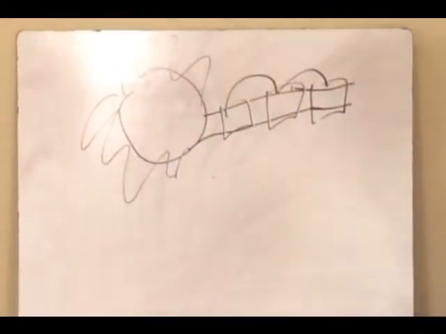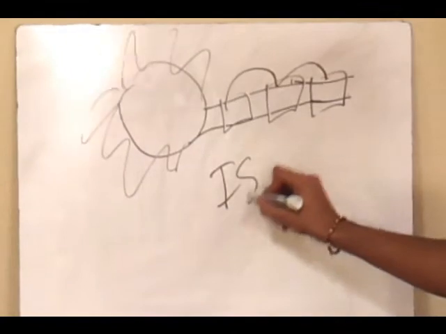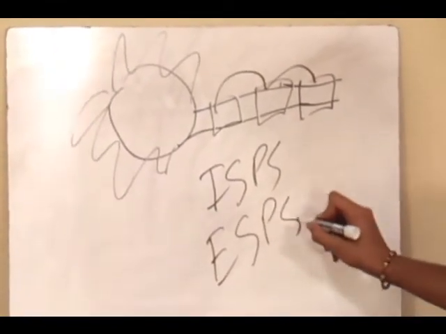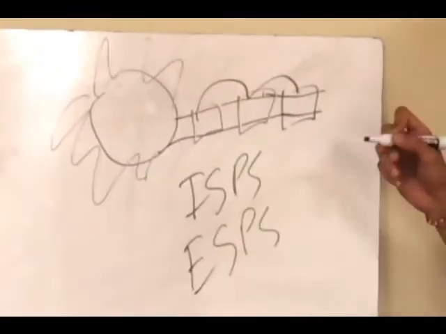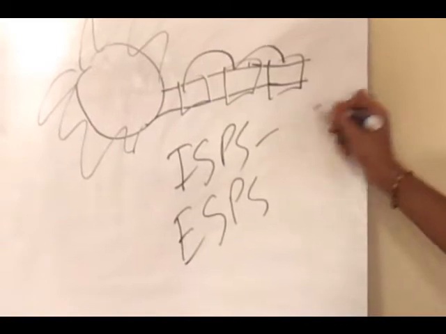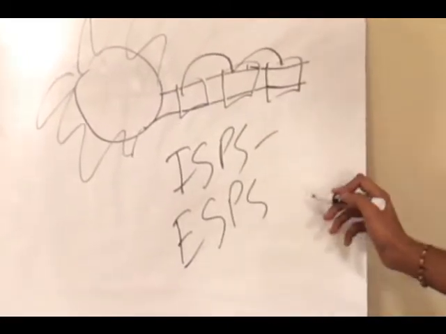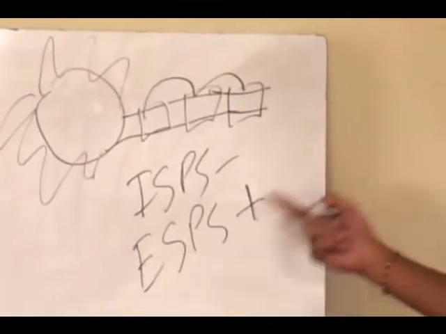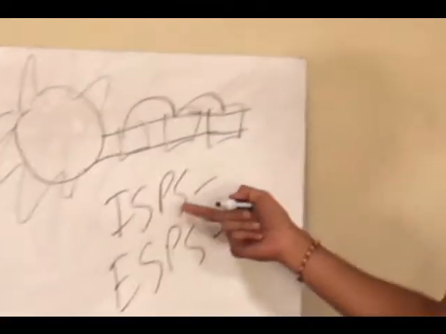Okay, so we have two things called IPSPs and EPSPs. What the IPSP does is it inhibits the channel, so it makes it so that they don't work. But we have the EPSP, which excites it, so they do work. So a good way to remember is EPSP excites, and IPSP inhibits.